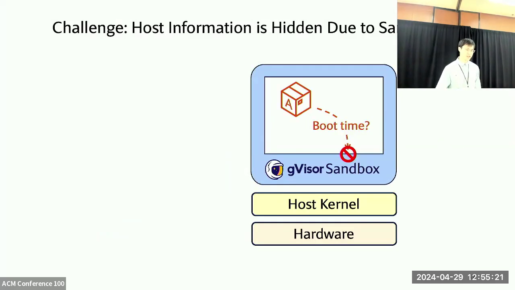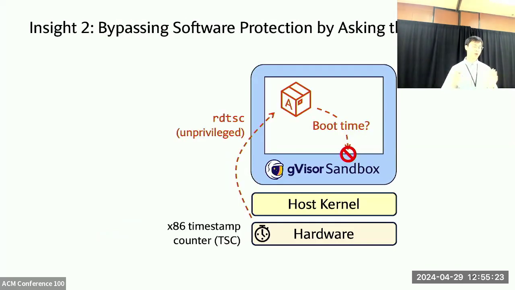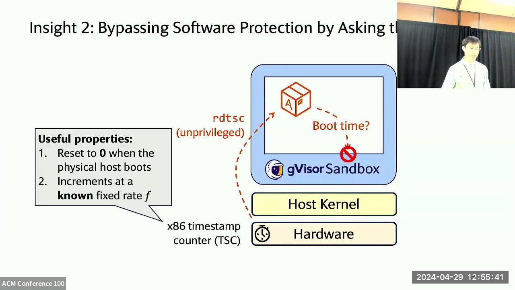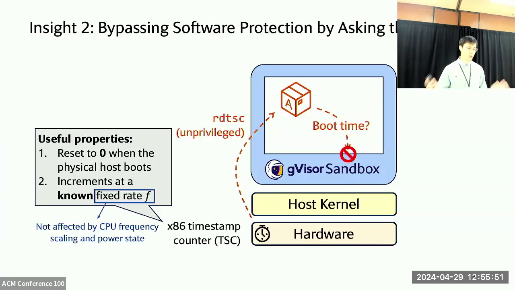So our second insight here is that you can bypass this software protection by using unprivileged instructions like RDTSC to directly interact with the underlying hardware to learn some information about the boot time. Here, the hardware part that we're interacting with is the timestamp counter, which has two useful properties. First, it's reset to 0 when the host boots up. Then it increments at a known fixed rate. Let's call it F. And the value of F is the same regardless of the CPU frequency scaling or power state. Given these two properties, we can then derive the boot time.